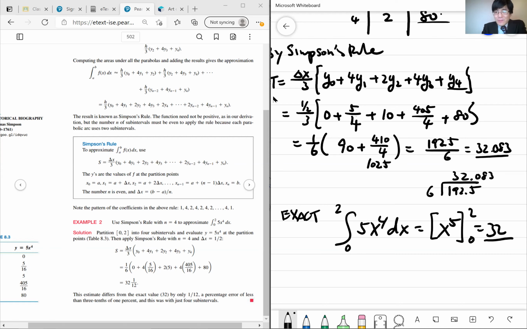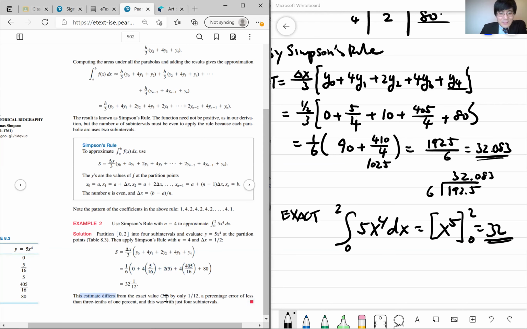So this is quite close, a very close number. Yeah, it's quite nice. If you take a ratio of these two, it's almost like 100% correct. Yeah, like 90-something. So now look at the answer here. This estimate differs from the exact value by only 1/12. Yeah. So it said 0.3%. That's quite good with just 4 subintervals.